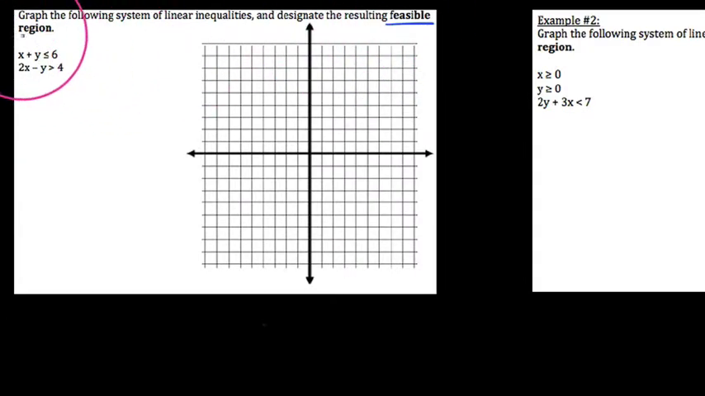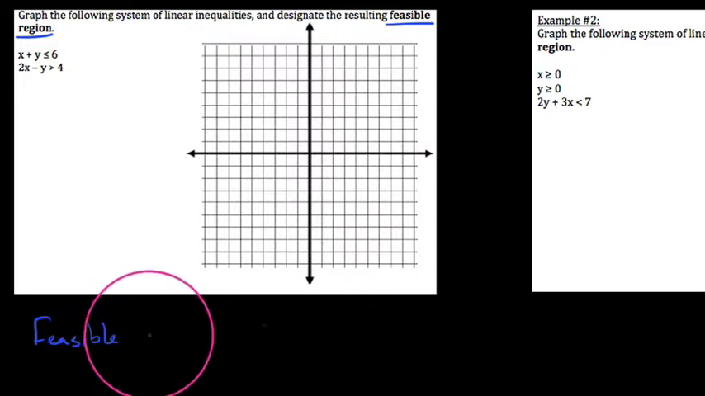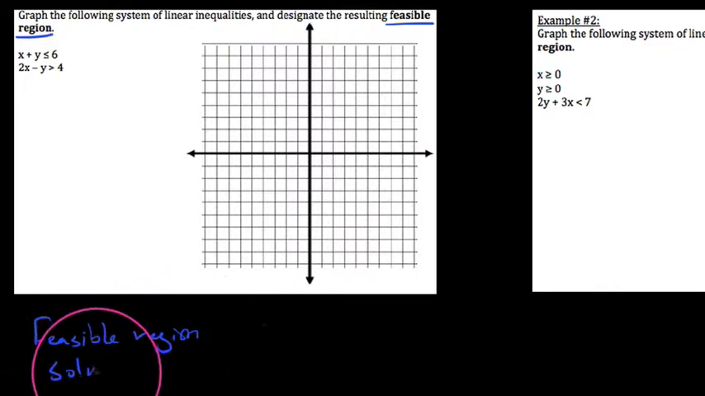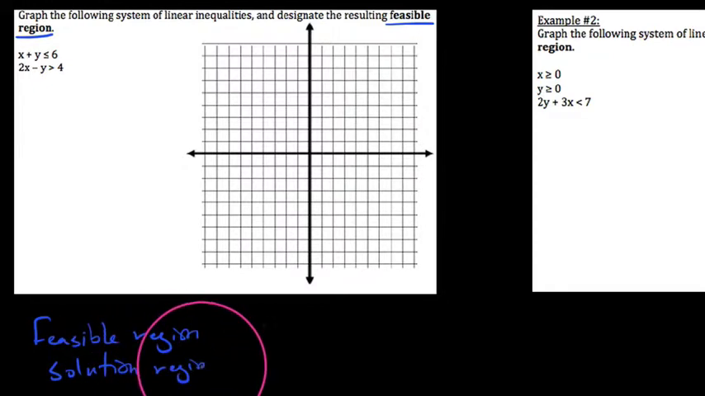Okay, so let's go ahead and start by defining what we mean by feasible region. Another name for the feasible region would be the solution region. So we say it has a solution region. There will not be just one point that satisfies this, but we'll have a whole set of points that do that.